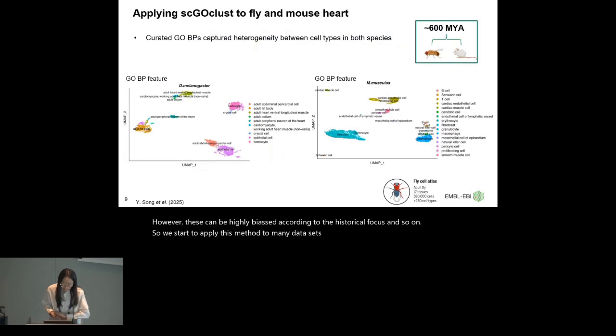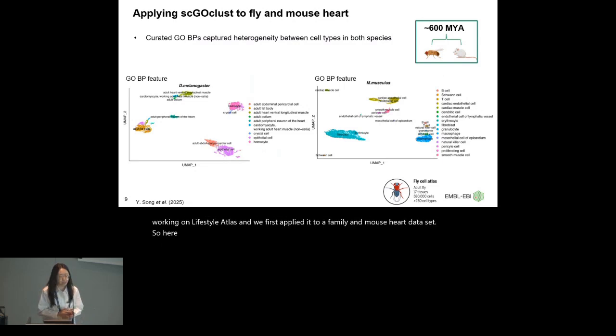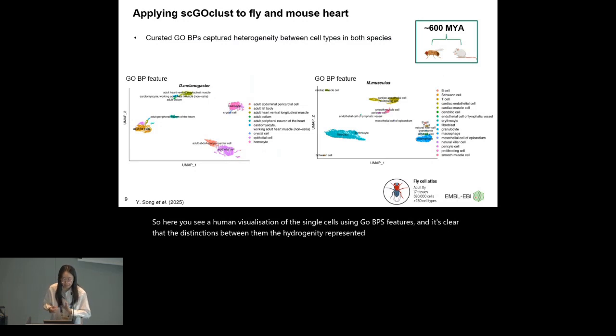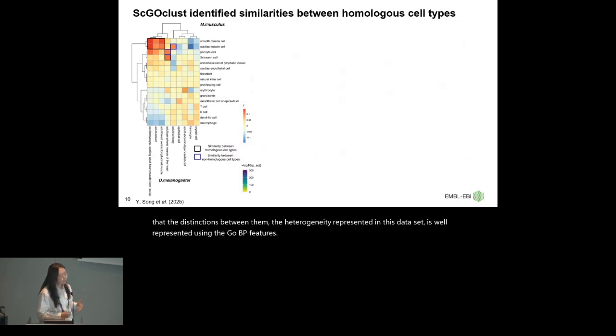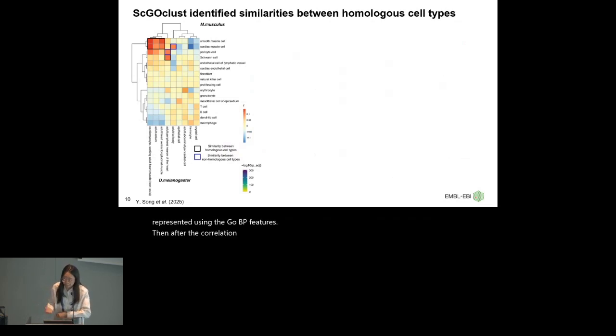This is in collaboration with a group working on fly cell atlas. And we first applied it to a fly and mouse heart dataset. So here you see a UMAP visualization of the single cells using GO BP as features. And it's clear that the distinctions between them, the heterogeneity represented in this dataset, is well represented using the GO BP features. Then after the correlation analysis, we will first be able to identify the similarities between homologous cell types, which should be expected, like a positive control.